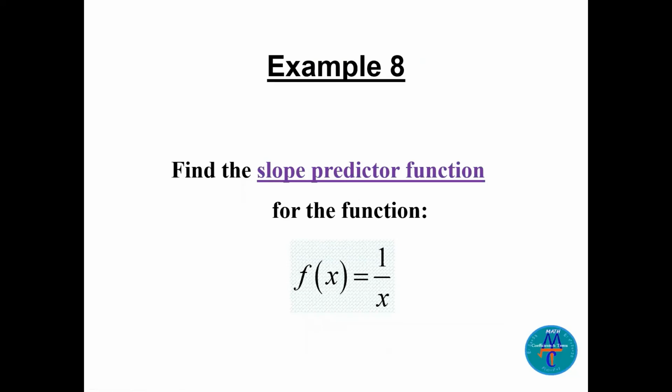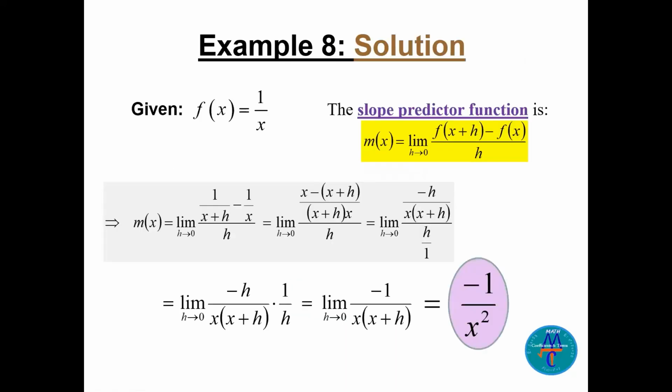Let's take another example here. Find the slope predictor function for this function, f of x equals 1 over x. You can go slowly here. Write the formula for the slope predictor function, m of x. M of x is equal to the limit, as h goes to 0, of this difference quotient.